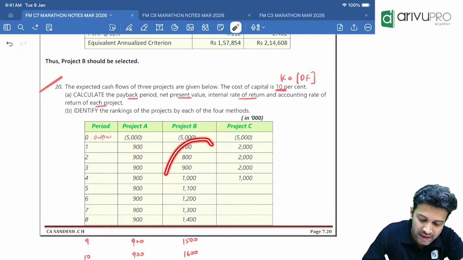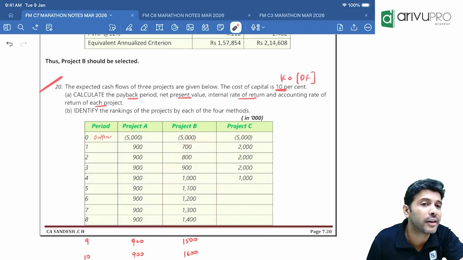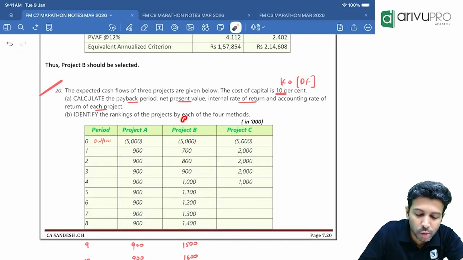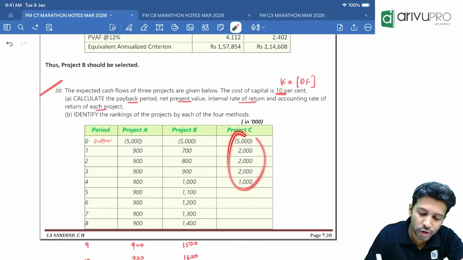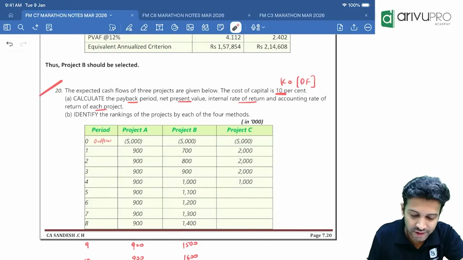But for project B, is the cash inflow every year the same or different? That means we have to use the formula or the cumulative approach? Cumulative approach. Same goes for C also. So payback period is easy.